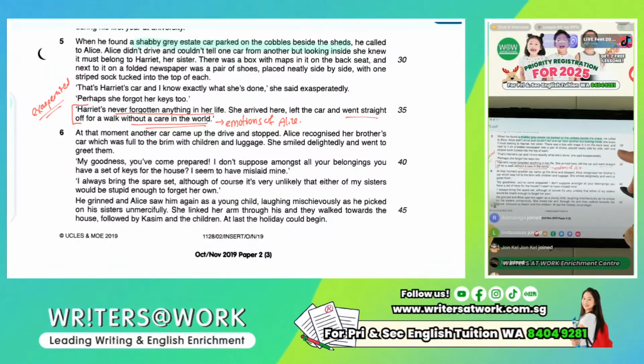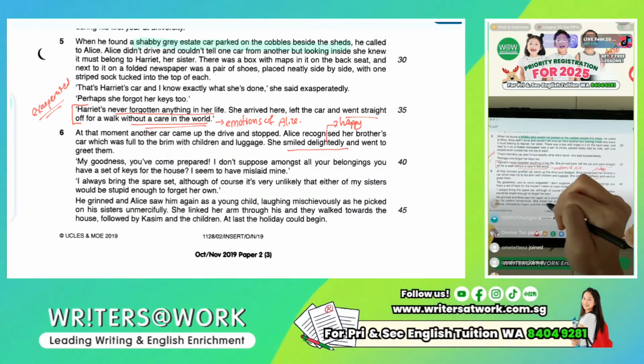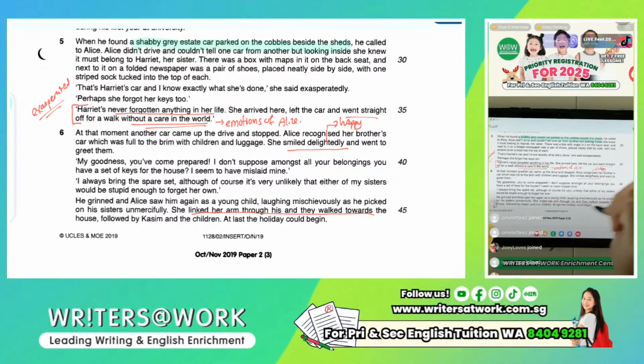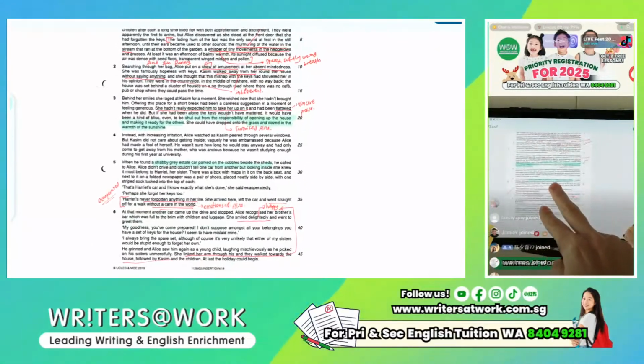However, you could see that after Harriet came back, and she also saw her brother, she smiled delightedly. So this already tells you that she's happy to see him. And you could also see that she linked her arm through his and they walked towards the house, followed by Kasim and the children. So you could see that eventually they were just satisfied that she could enter the house and there was a family gathering ongoing. All right.